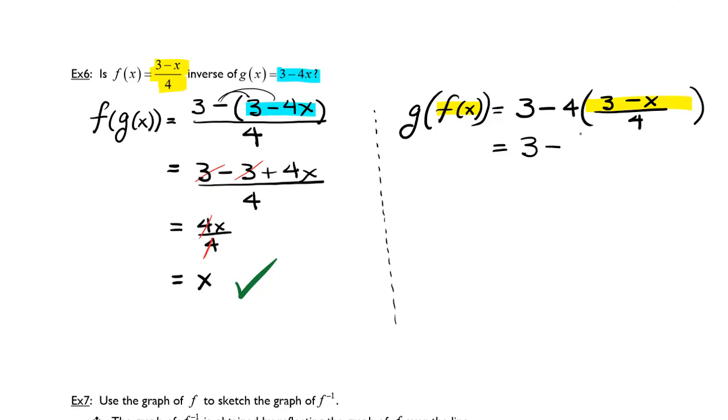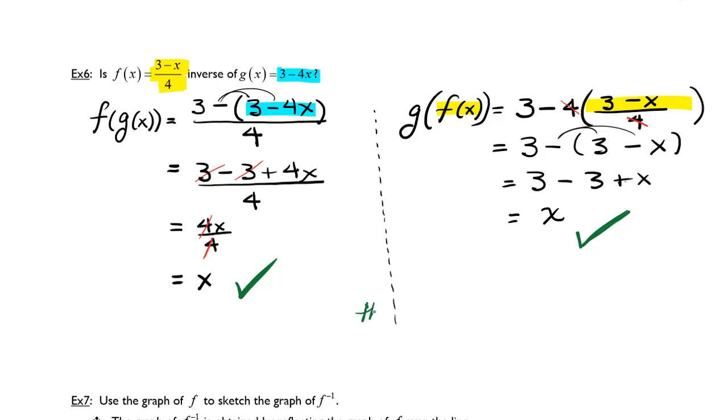Simplifying, I get 3 minus the quantity 3 minus x. Notice that I can reduce the 4 in the numerator and denominator of that substitution. Now distributing the negative, I get 3 minus 3 plus x. And clearly that will give me just an x. So since the compositions, regardless of order, both give me x as the final composition simplified, I know that these two functions, f and g, are inverses.